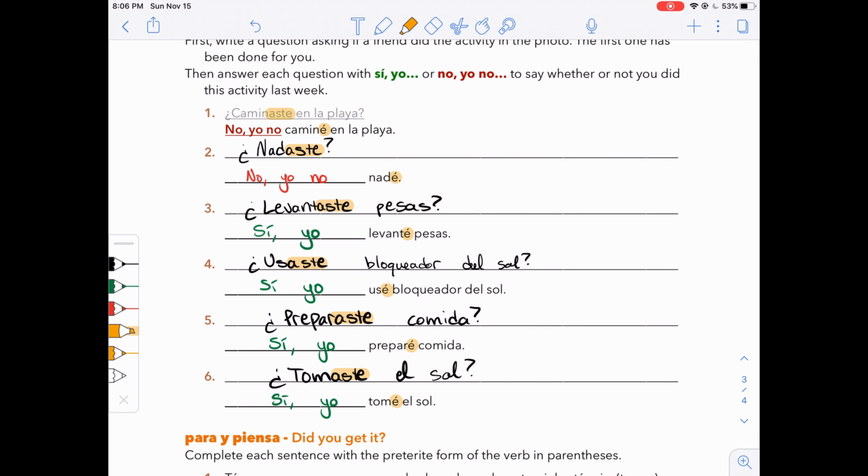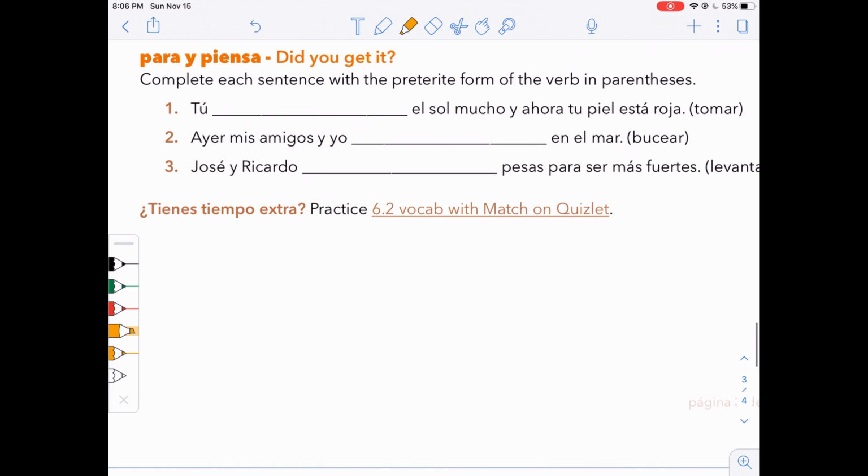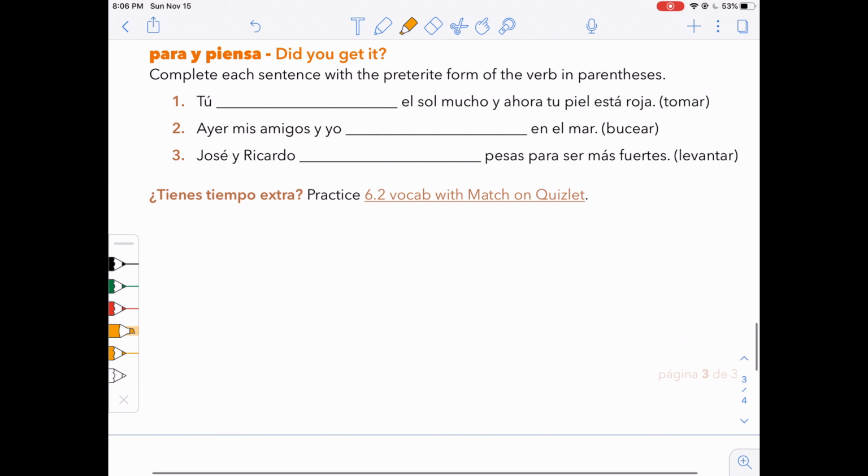Now, did you get it? Para, piensa, stop, and think. Do you understand? So go ahead and pause this video and complete each sentence with the preterite form of the verb in parentheses. Número uno. Tú, with tomar, remember that tú ending is aste. So, tú tomaste el sol mucho. Y ahora, tu piel está roja. Oh no, you got sunburnt. Bummer. Should use sunscreen. Tú no usaste bloqueador de sol.